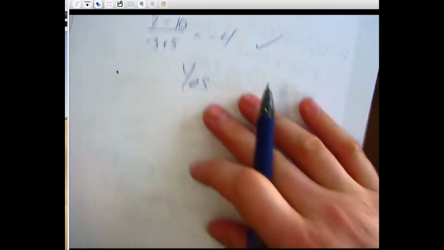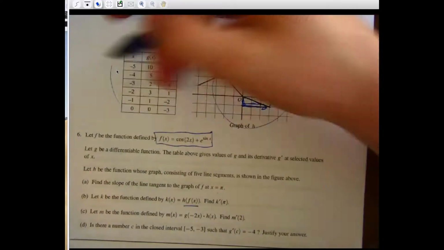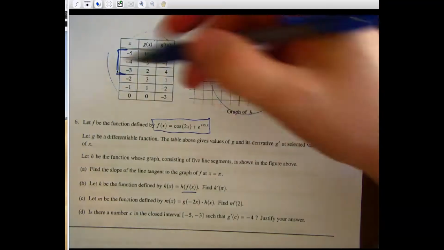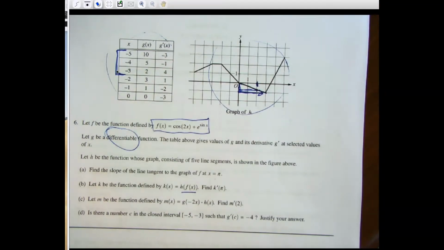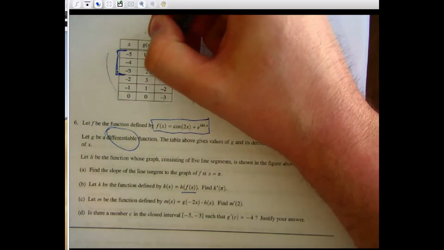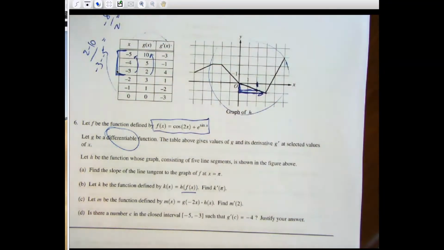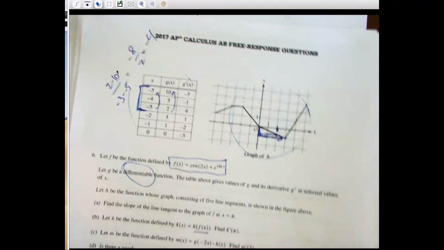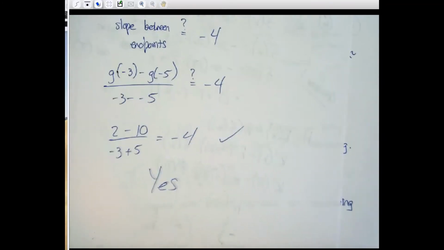Part D: is there a number between negative 5 and negative 3, so between there and there, such that the derivative is negative 4? Well, first of all, they told me it's differentiable. That means it's continuous, it means all of our theorems are okay. The mean value theorem specifically is okay. So is there a spot where the derivative equals negative 4? Well, yeah, because if I found the slope between these two, 2 minus 10 over negative 3 minus negative 5 would be negative 8 over 2, and that's negative 4. So because the slope between the endpoints is negative 4, there must be a spot where the derivative also equals negative 4.